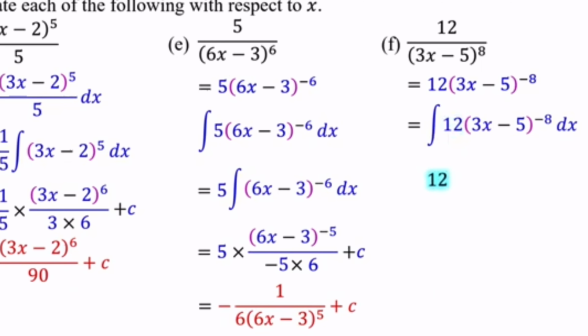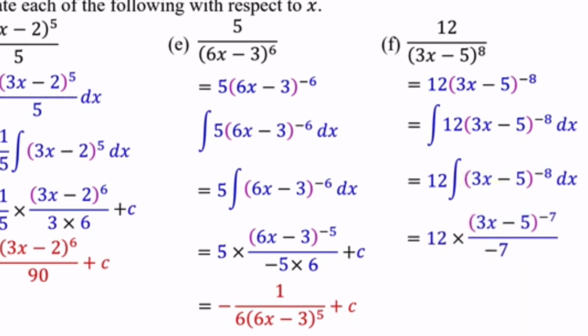The 12 we have to factorize. It becomes 12 times (3x − 5) to the power of negative 8 dx. We are going to integrate and focus on the power negative 8 plus 1. So we will get negative 7. So we will copy down 3x minus 5. Negative 8 plus 1 is negative 7, so divide by negative 7. And don't forget you have to divide by 3. Okay, and the 3 you can simplify with the 12.